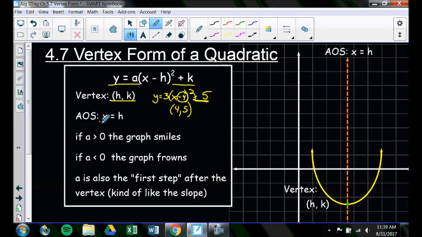And the AOS is at the line x equals h. So that would be here. The AOS is the line x equals positive 4, not negative 4, because the h value is 4. If a is positive, the graph goes up. If a is negative, the graph goes down.